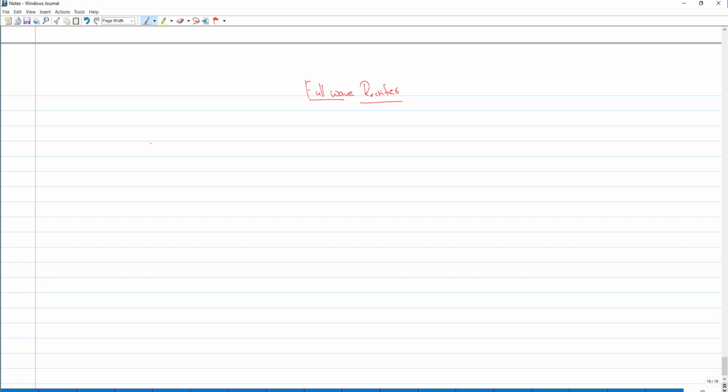Basically, the full wave rectifier is going to rectify whatever input waveform you are giving to a complete output waveform. So, in the half wave rectifier, only half of the wave is getting rectified, and the other half is not. In the full wave, it is going to rectify the complete wave.